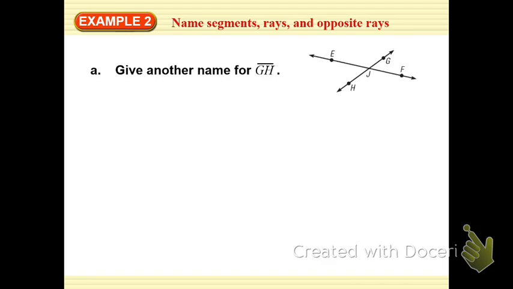What's another name for segment GH? How else could I name segment GH? Go ahead. Yes, just reverse the letters. So HG would be another name for segment GH. You reverse the letters. I couldn't call it segment JG or JH. That's a different length. HG is this length. JG and JH are different lengths. A segment has a set length. Okay, so I can only reverse the points.